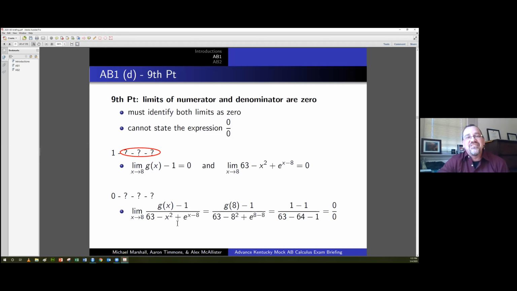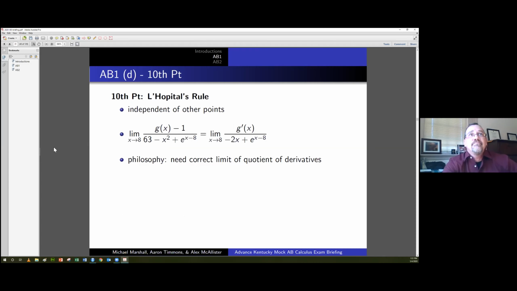And then the next example on down is the case of, well, actually the kind of thing I think about is my good scratch work of substituting the 8, figuring out the numbers and recognizing 0/0. And it's this place where we're winding up with the 0/0 that's not gonna allow them to earn that point. All right, so the 10th point, L'Hopital's rule.